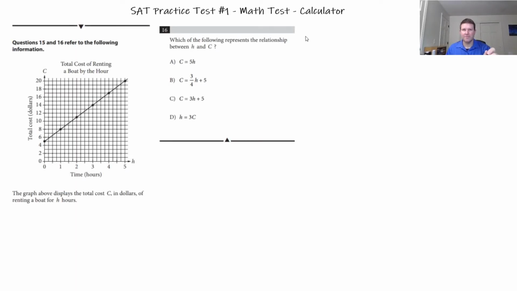Number 16 is the first troll problem on the SAT thus far in practice test number 1. Okay, and you'll see what I mean in a second.